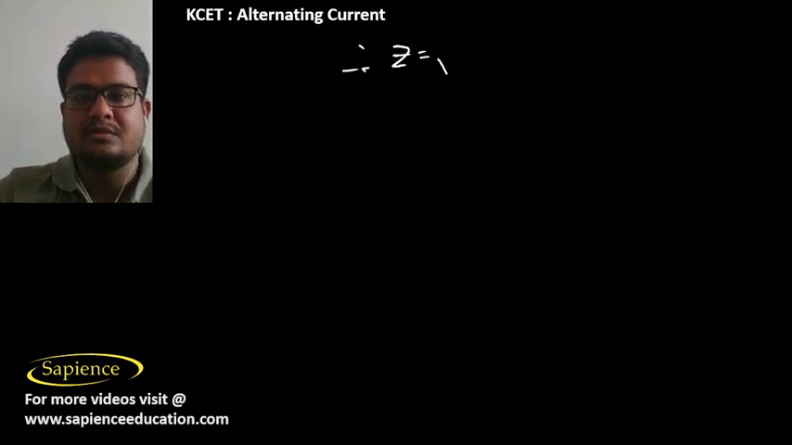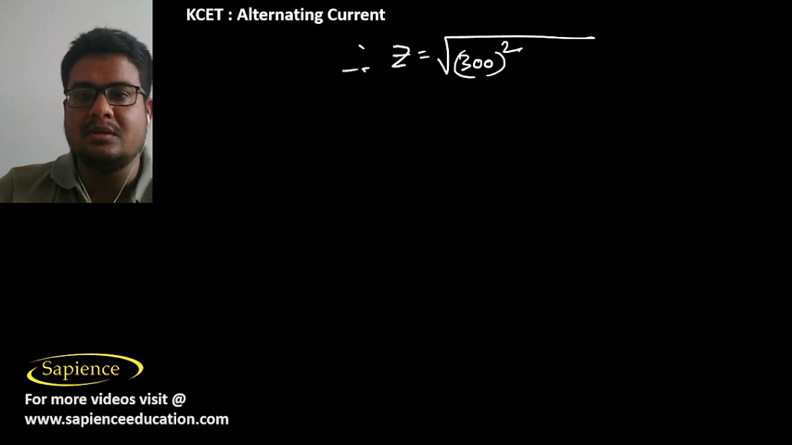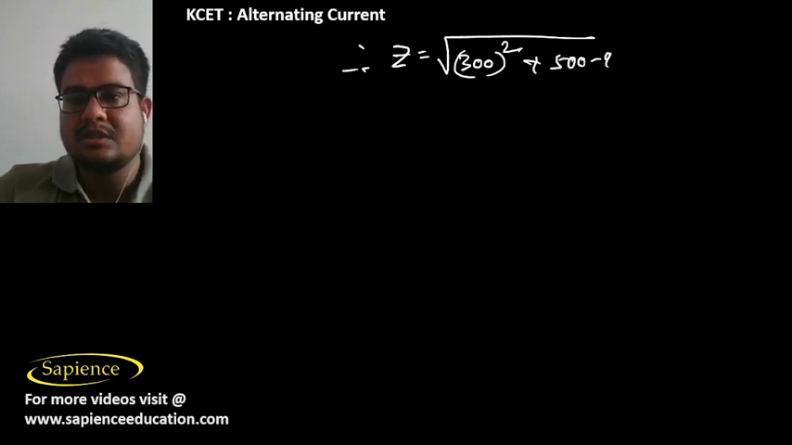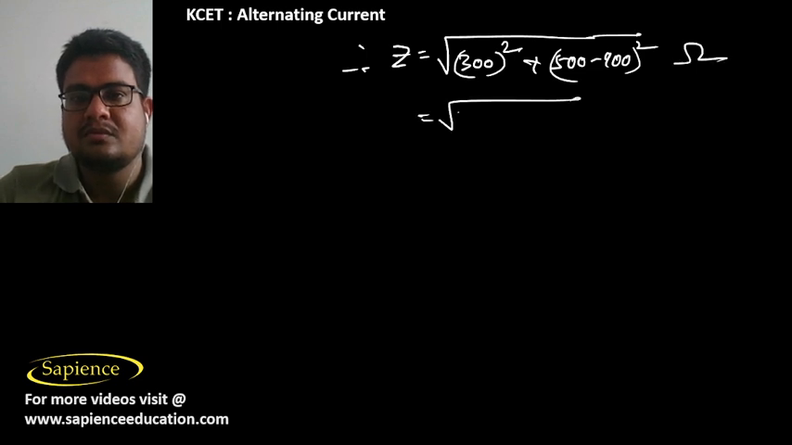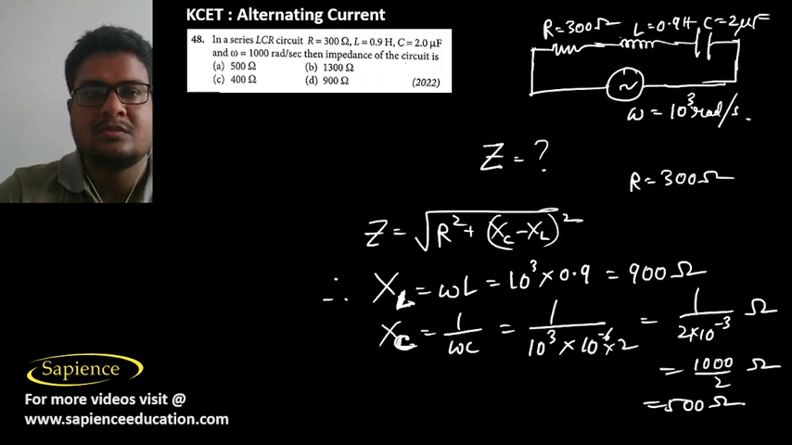Therefore, the net impedance of this circuit is equal to square root of 300 square plus (500 minus 900) whole square. So this is square root of 300 square plus 400 square ohm. It is equal to 500 ohm. So option A is the correct answer.